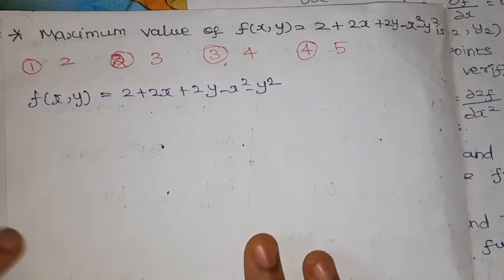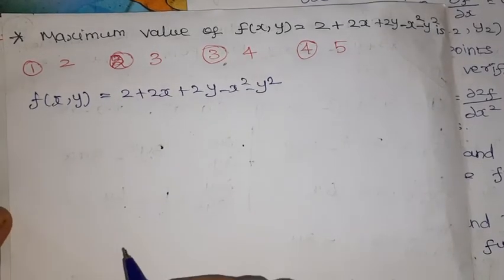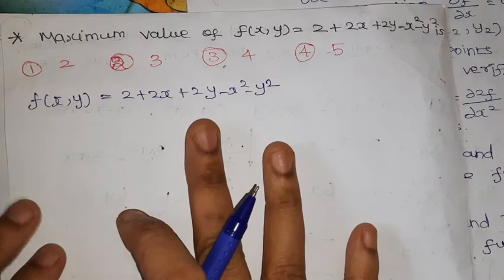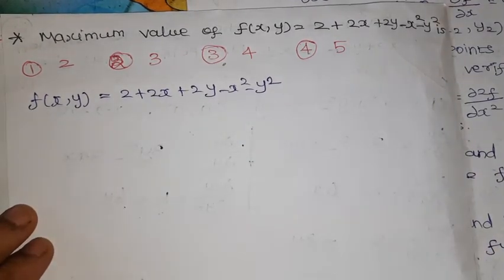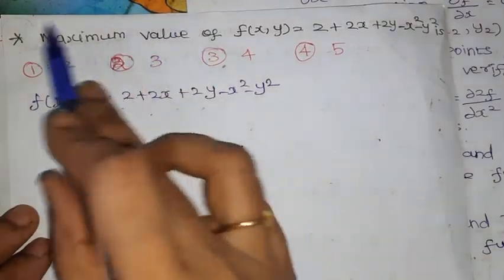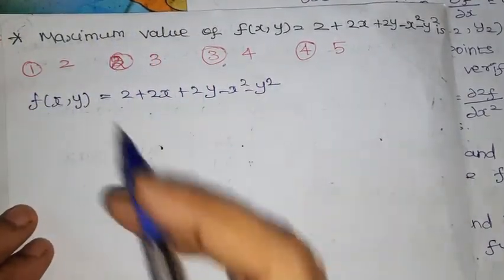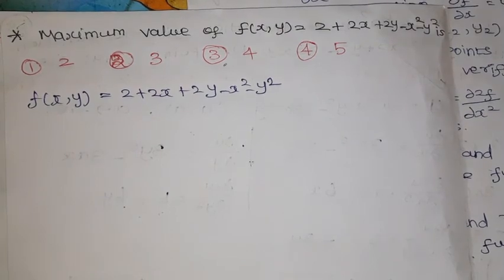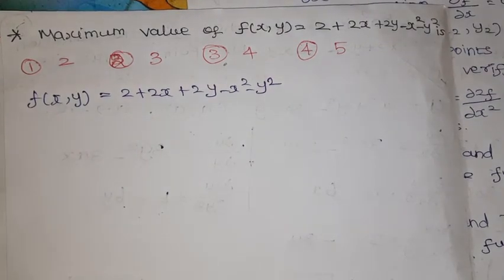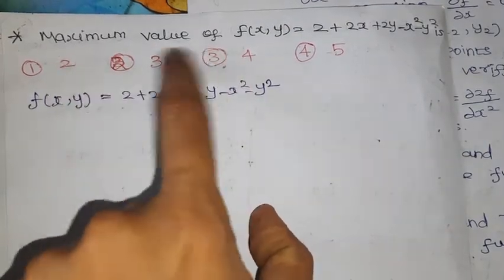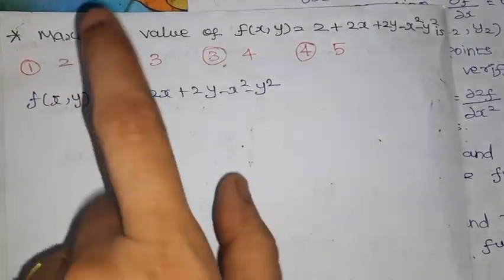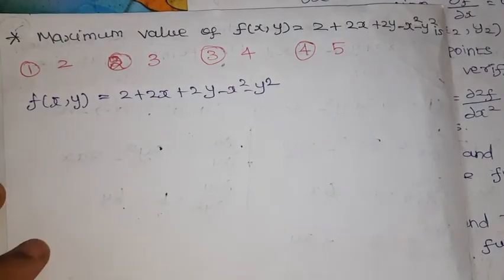First, we need to find out the stationary point. From this stationary point, find out RT minus S squared. So, we need to check whether it is maximum or minimum from that stationary point, okay. If it is maximum, just substitute that stationary point in that equation, and we can find out the maximum value. Let us see how to solve this.